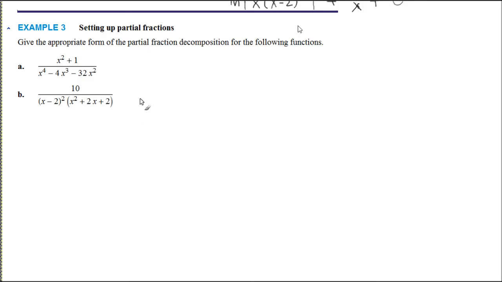Let's look at part A. Numerator degree is 2 and denominator degree is 4. So it's in the proper shape. X squared plus 1, and a common factor there, x squared, right? So x squared is factored out. And what else? X squared is here, negative 4x minus 32. Is that right?